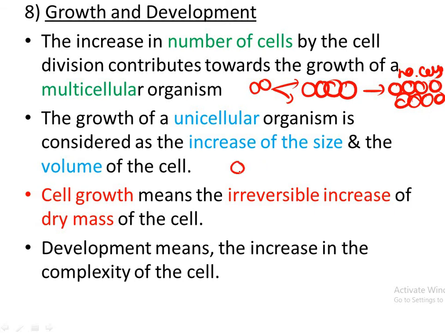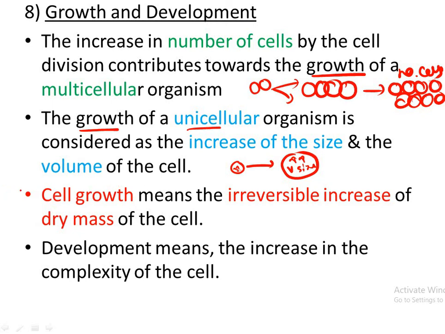Unicellular organisms, like paramecium, bacteria and so on, their growth means the inside volume and size is increased. So their growth means when the volume and the size increase. Cell growth means that, okay, we must remember. So growth is what we defined over here: growth of multicellular organisms and the growth of unicellular organisms.